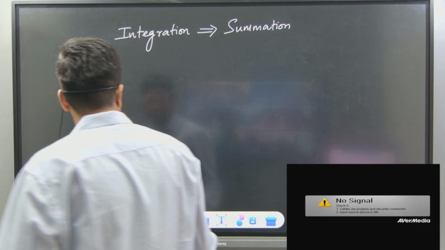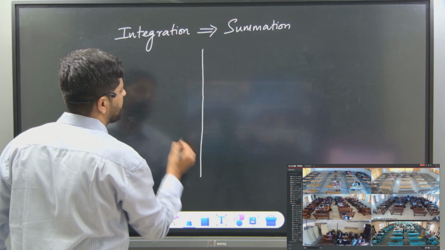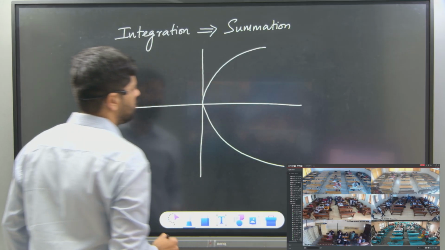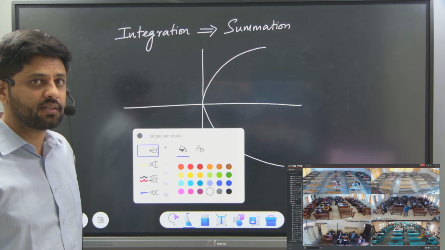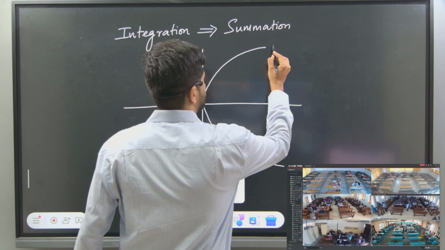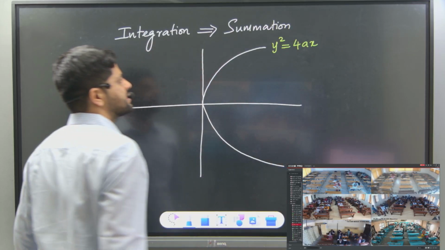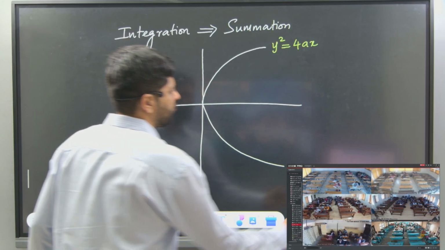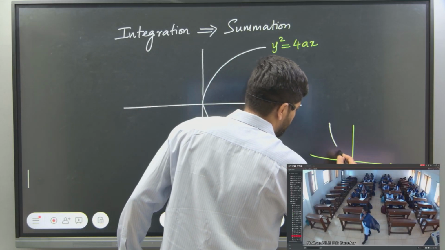Now, if they ask you to find out the area under a parabola, I'll give you a parabola, and I will ask you what is the area under the parabola with respect to the x-axis. Listen carefully, understand the basics very well. Now, what is the equation of this parabola? It is in the format y square is equal to 4ax. Y square is equal to 4ax. Or x square is equal to 4ay. Understood?